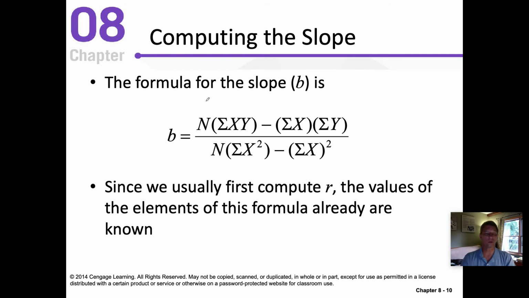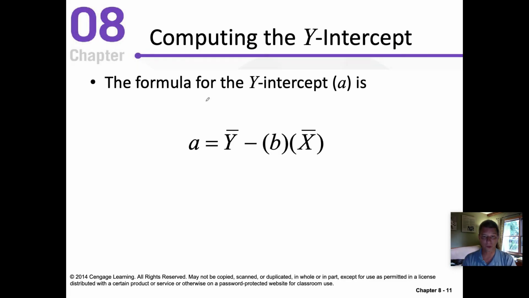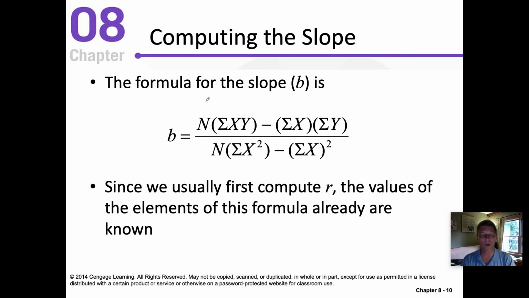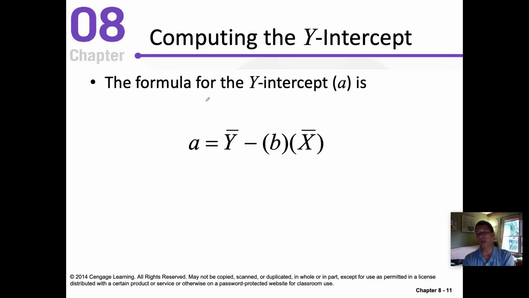All right. Since we usually calculate the value of r first, we probably already have all of the elements of this formula. If you've made a table with all of your data points and you've calculated all of these other things, you probably already have them. So you don't need to worry too much about additional calculations here. Okay. Now, the next couple of slides just go through rearranging the formula to calculate the values that we have.